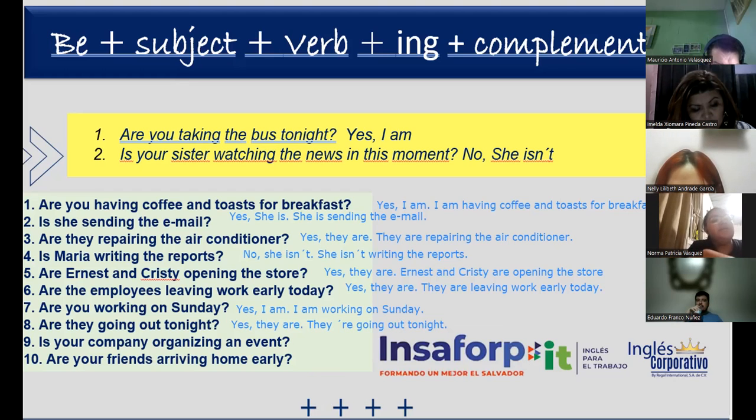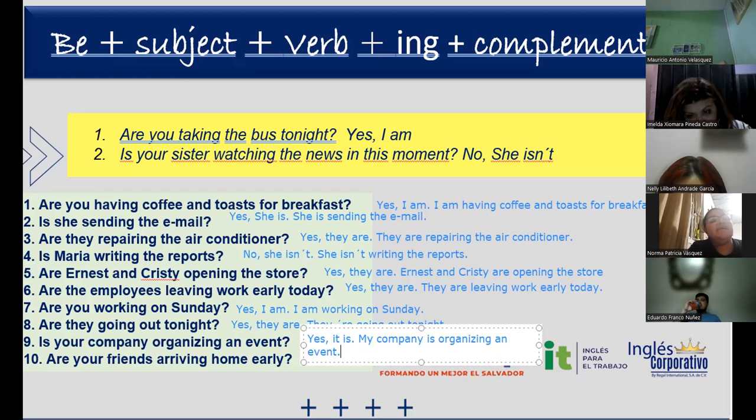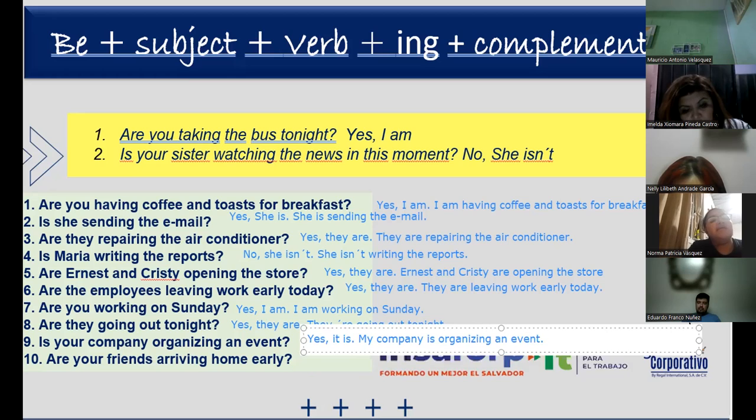Okay. The question is number nine. Yes. In my company, yes. My company organize. Ajá, la respuesta corta sería yes, it is. Yes, it is. Yes, I am. Ahora la oración completa. Yes, my company organize an event. Okay, my company is organizing an event. Uh-huh. Ahora, Norma, please ask number 10 to another classmate.